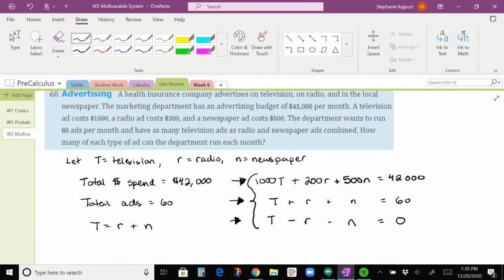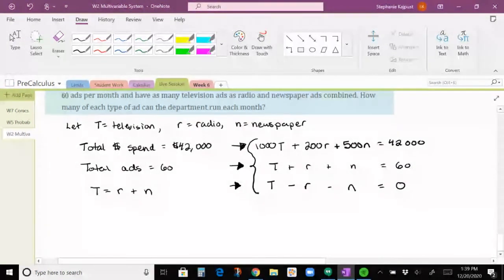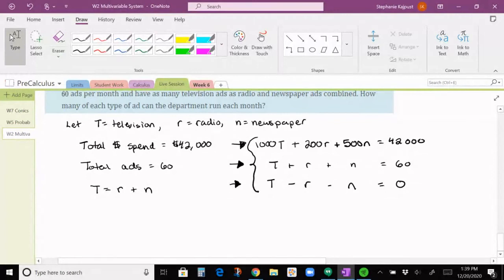There might be, I'm looking, I don't see anything, but it just doesn't make sense that you would solve this and then you would end up with no radio ads and no newspaper ads. Oh, okay, I figured it out, guys. I was trying to mentally add the equations in my head and I added wrong. So we're correct here. All of our systems are correct.